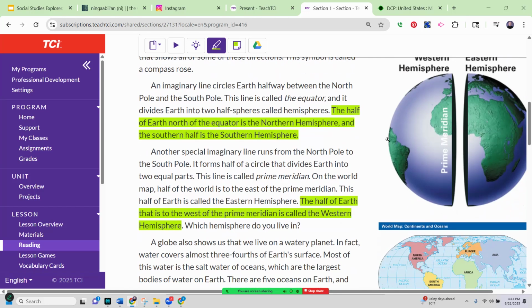Going down here, here's your prime meridian. The half of Earth to the north is the northern hemisphere, and then the southern. West of the prime meridian is the western hemisphere. That's where we are located. And this is the eastern hemisphere. Yes, that means parts of Africa could be in the west, and across the street could be in the east.